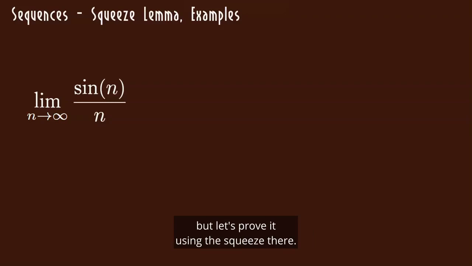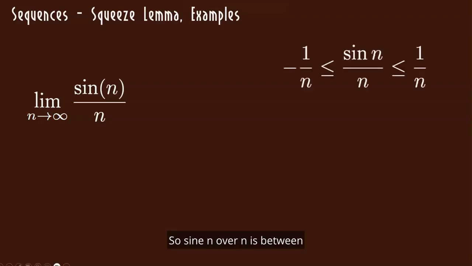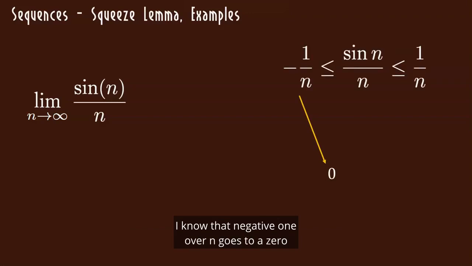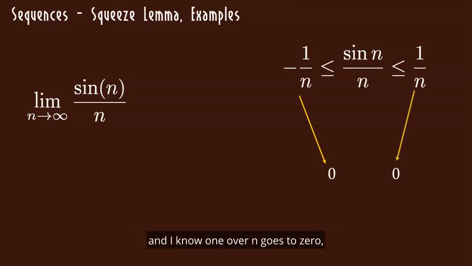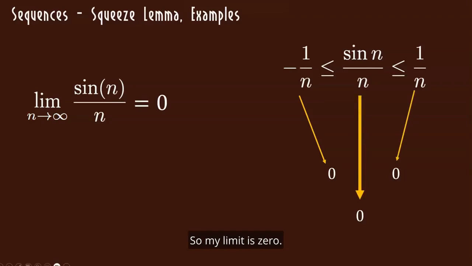But let's prove it using the squeeze theorem. Sine of n is between 1 and negative 1, so sine n over n is between negative 1 over n and 1 over n. Now as n goes to infinity, I know that negative 1 over n goes to 0, and I know 1 over n goes to 0, which means my middle also must go to 0. So my limit is 0.